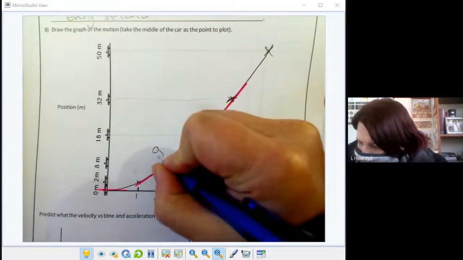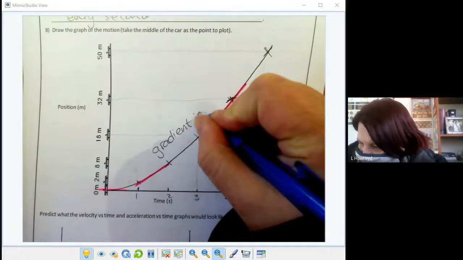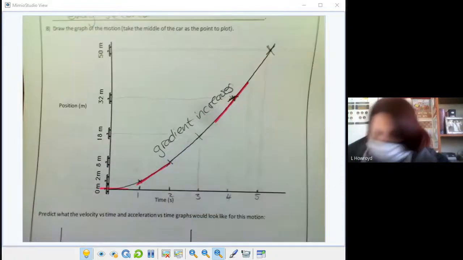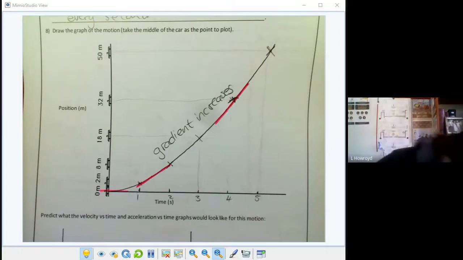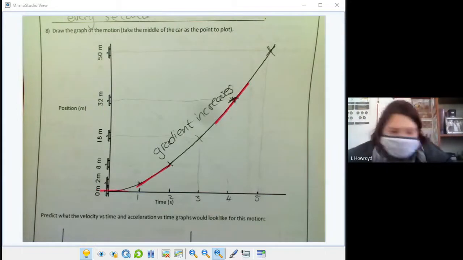Oops. Gradient increases. Okay. Oh no, now what?